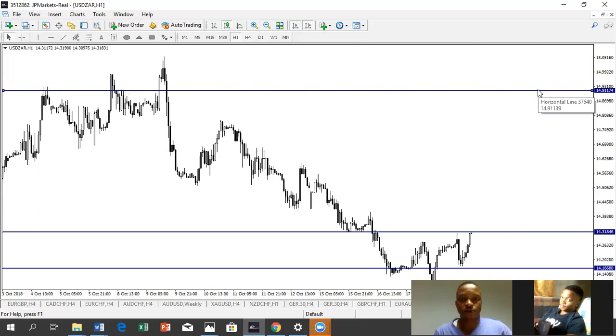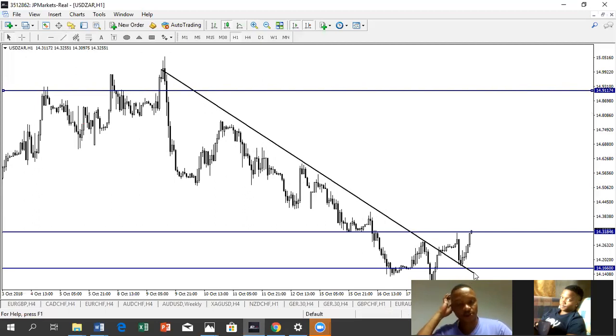How many confluences do we have? Nice question. Number one, change of structure. The strategy we're using is so boring because it's very, very easy. Number two, inverse head and shoulders.